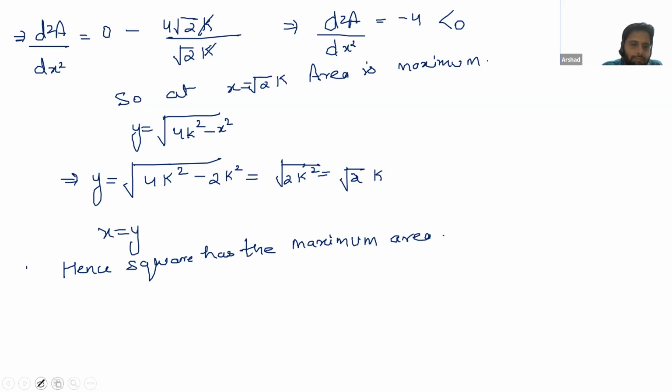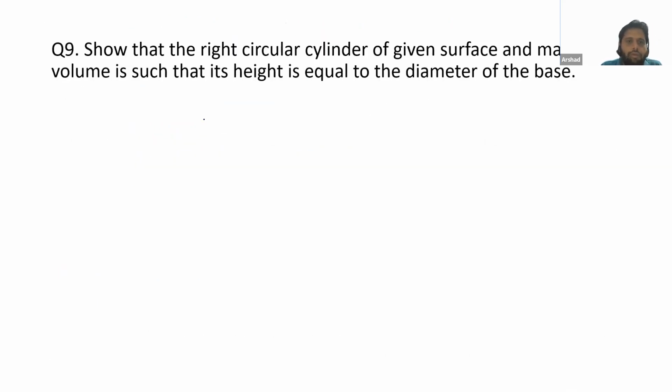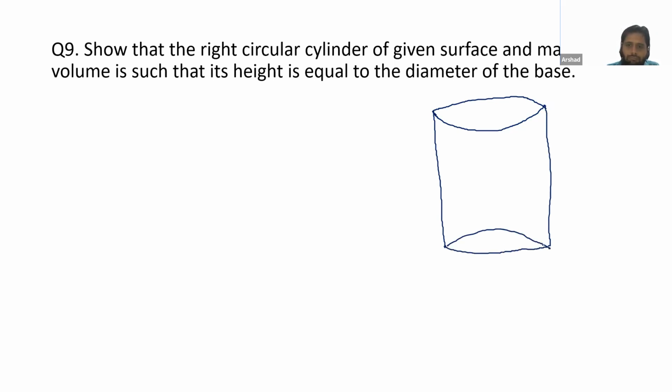Okay, so next is: show that the right circular cylinder of given surface and maximum volume is such that its height is equal to the diameter of the base. So first of all, let me draw the figure. Let this be the radius R, and this be the height of the cylinder H.